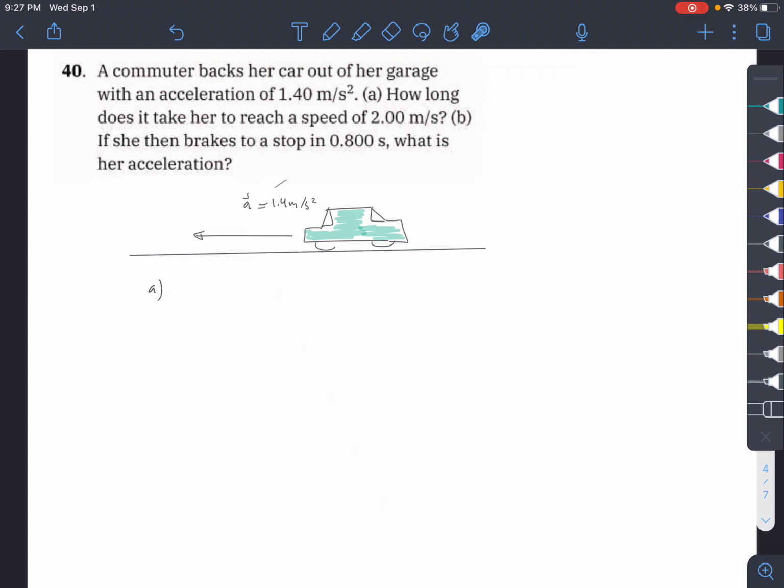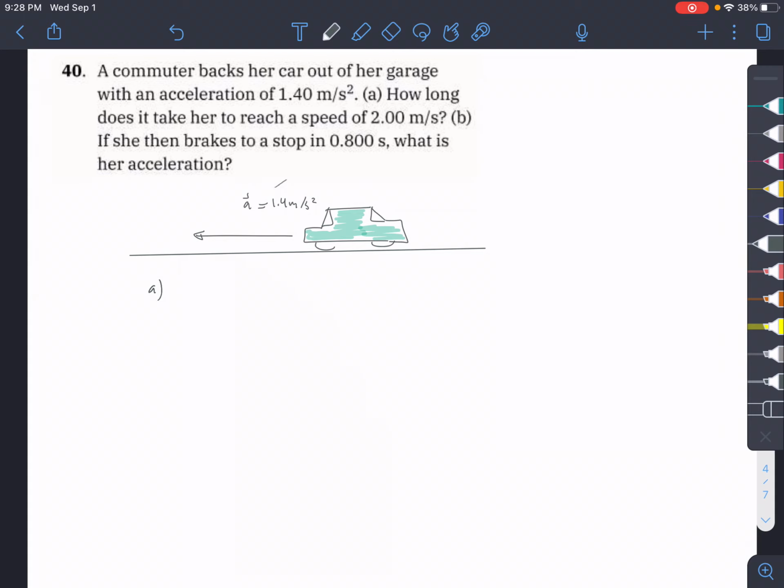Then we want to know, after reaching that speed of 2 meters per second, if the car brakes to a stop in 0.8 seconds, what's the acceleration needed to brake to a stop, where your final velocity would be 0, and it would take this amount of time to stop. So let's break it into 2 pieces here.